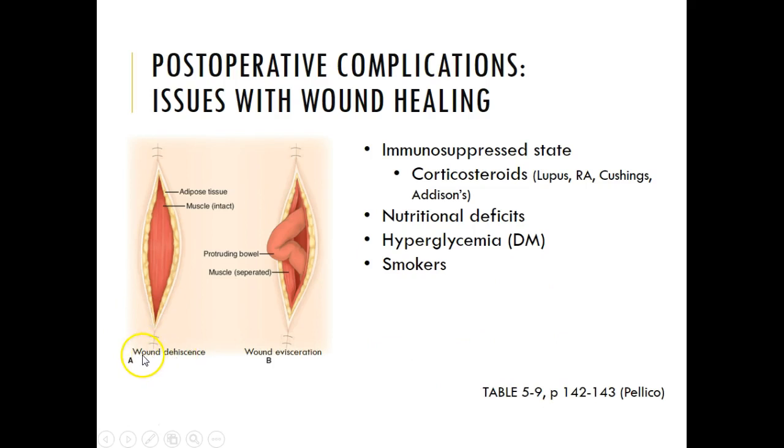Wound dehiscence basically is just when the wound kind of comes open, but the muscle tissue is intact, where wound evisceration is actually when the muscle has separated and you see a protrusion of bowel. And I apologize here, this should just be Honan.